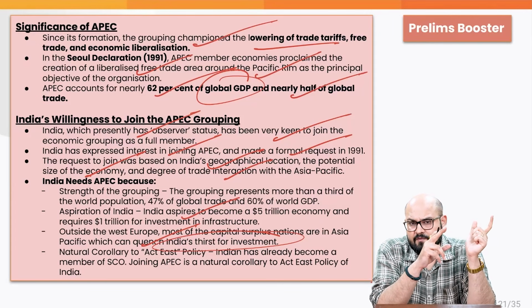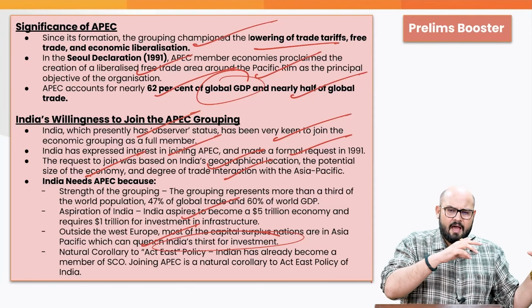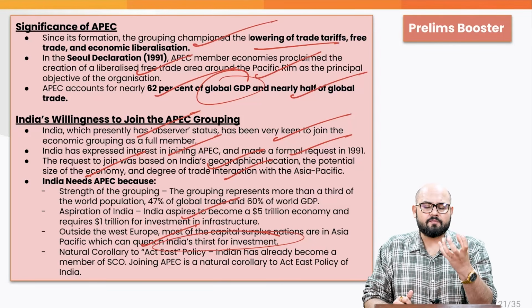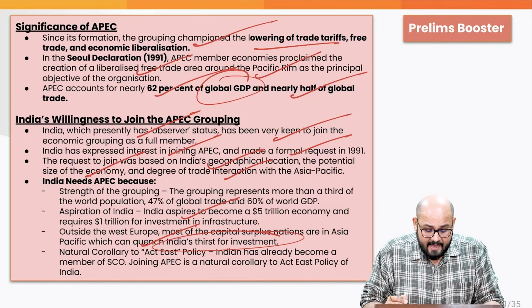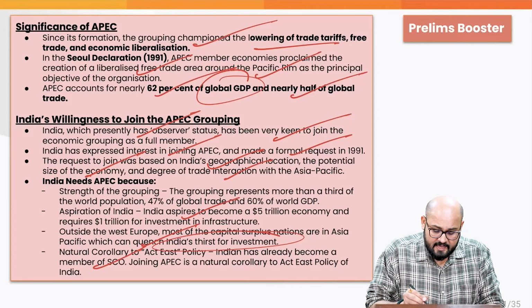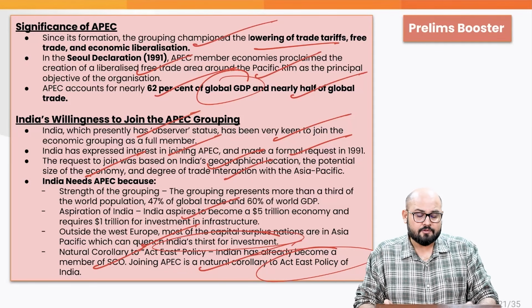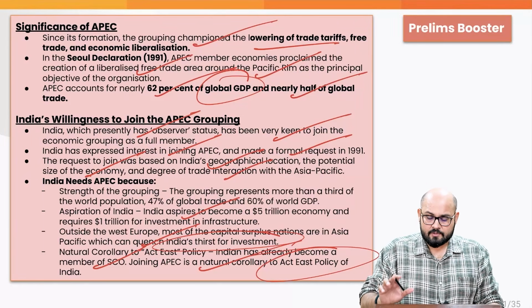As we also discussed in the very first topic, this particular region of Indo-Pacific or Africa or Latin America has a thirst with respect to infrastructure, and we need more funds, and these countries can definitely provide. Natural corollary to the Act East policy, India has already become a member of the SCO. Joining APEC is a natural corollary to the Act East policy of India. So therefore, India should definitely join the APEC. That's for this particular article. Let's go to the next.